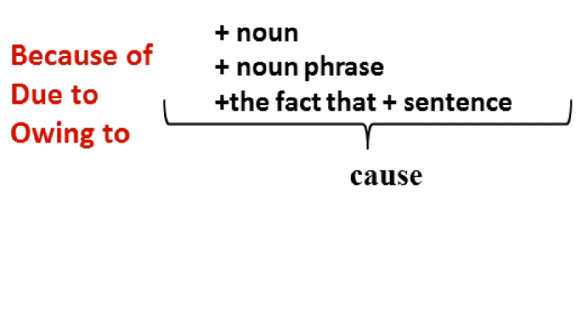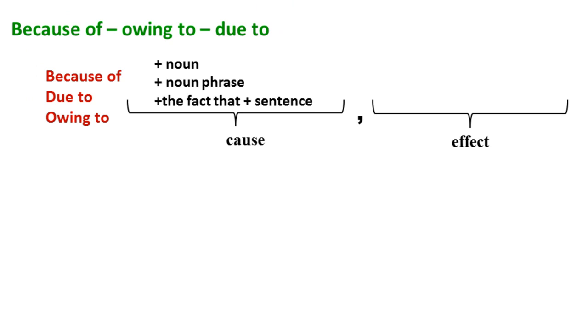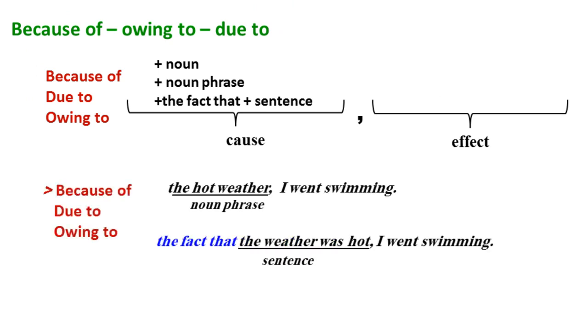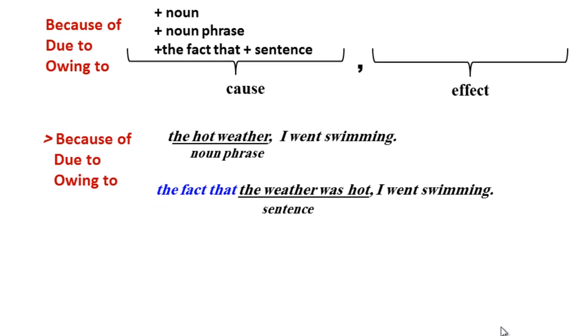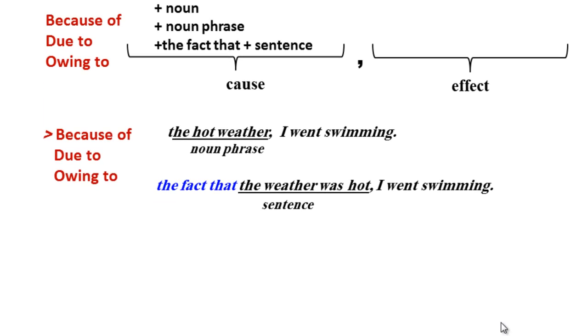It must be a noun like money, experience, the weather. A noun phrase like his experience, her money. So a noun phrase means a group of words that function as a noun, or the fact that plus sentence. Let's have a look at this example. Because of, due to, owing to the hot weather.